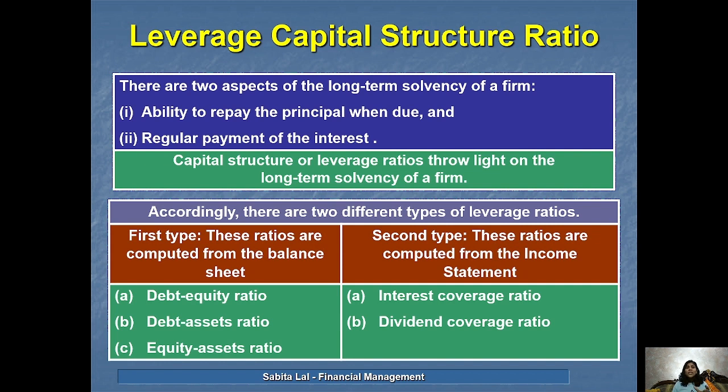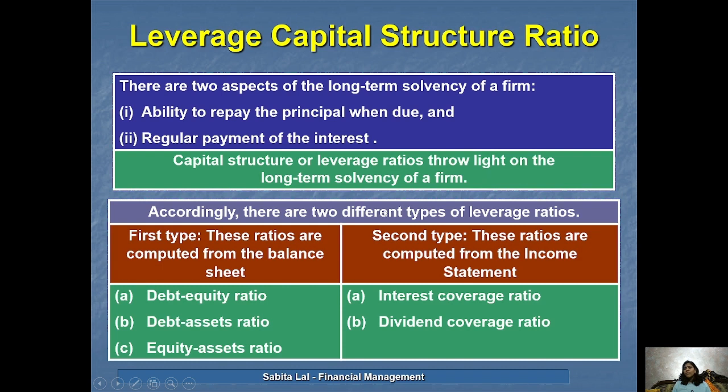So leverage is generally three types: operating leverage, financial leverage, and combined leverage. And if you have to calculate the leverage, you should know the income statement. So that's why in the long-term solvency of the firm, first you should know the ability to repay the principal when due, and second, regular payment of the interest. So capital structure or leverage ratio throw light on the long-term solvency of a firm.